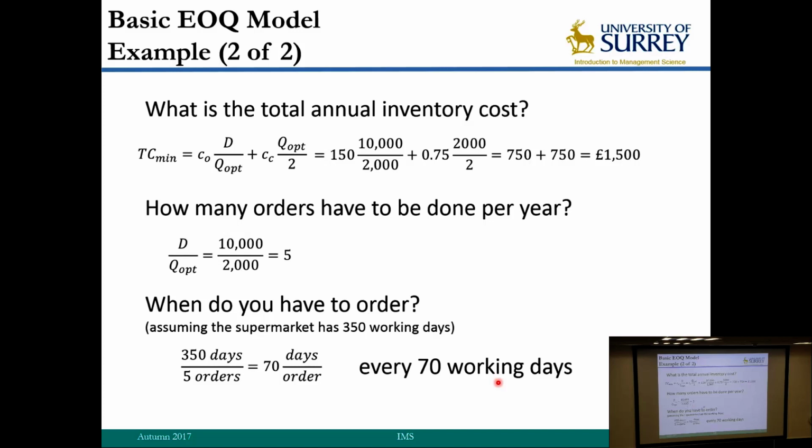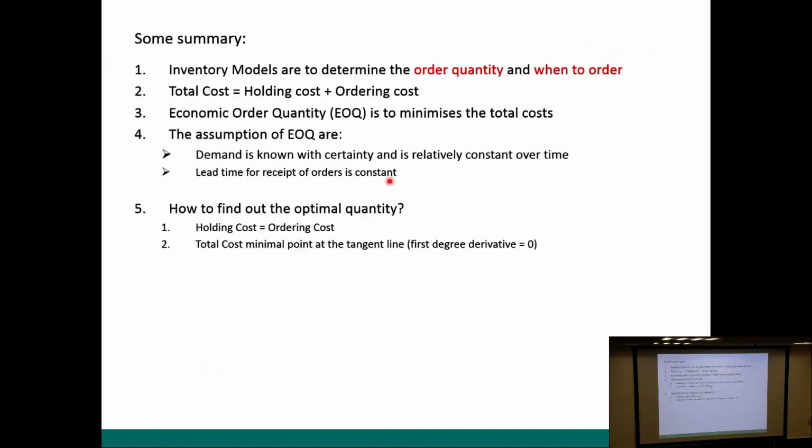Okay, when do we have to make an order? That depends on how many orders we need to make. So 5 times. If we assume we are working 350 working days, we divide it by 5, so every 70 days we need to make an order. That's based on the optimal ordering quantity, 2,000. Okay, is that simple?